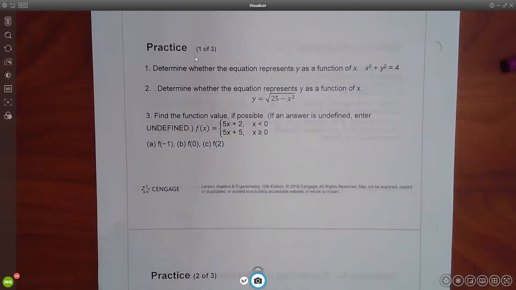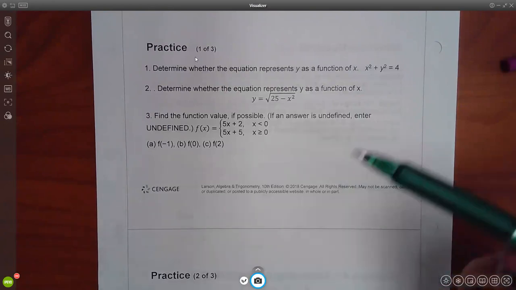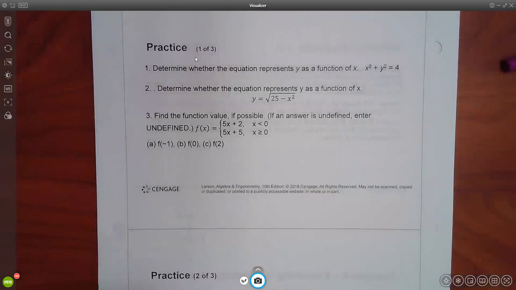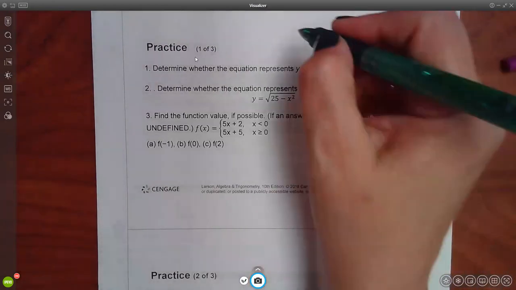Remember what the requirement is to be a function. Any x value that you plug in there can only give you one value back out. So is there an x value that you could plug in there and you'll actually get two answers back out? Because if so, then this is not a function. Let's just plug in a number. I can tell you right now you're going to get two answers. Plug in zero.